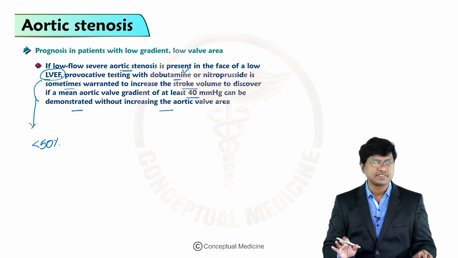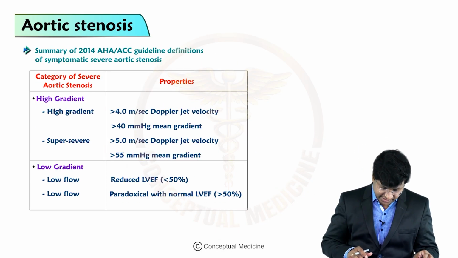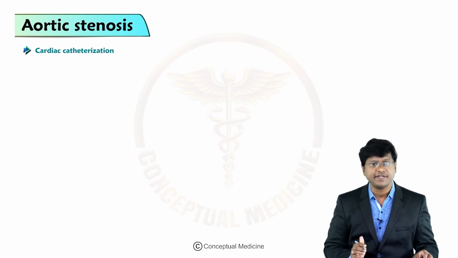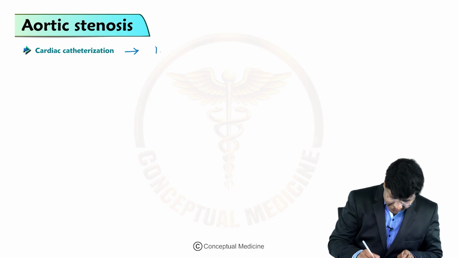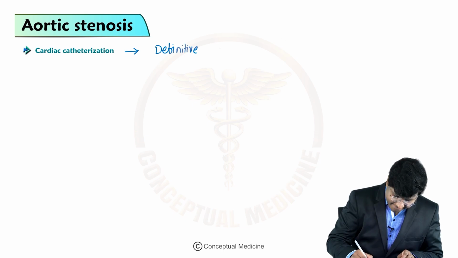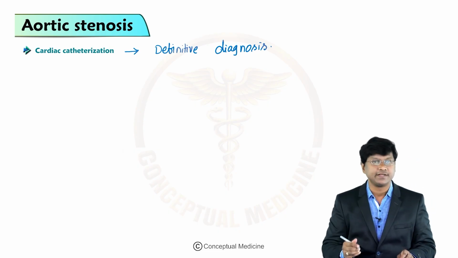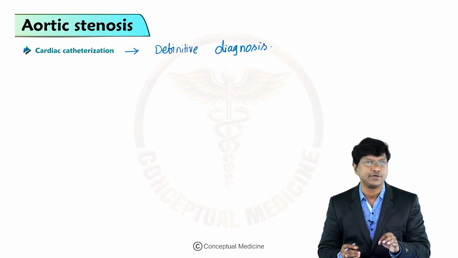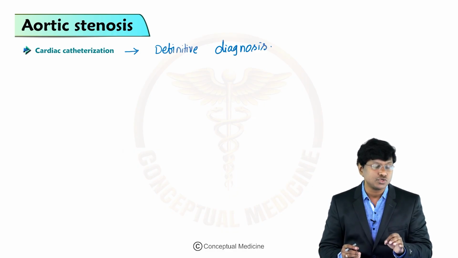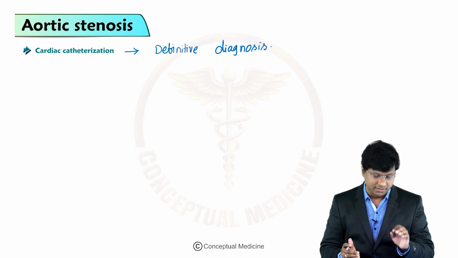Now, after having discussed the diagnosis, the next important thing is the definitive diagnosis, that is the cardiac catheterization. Cardiac catheterization is the definitive diagnosis. It mostly provides an assessment of the hemodynamic consequence of the aortic stenosis, and it will also provide the anatomy of the coronary arteries.